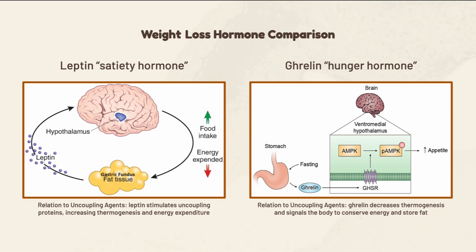On the other hand, we have ghrelin, which is the exact opposite of leptin. Ghrelin is secreted by our stomachs, and when we fast, it undergoes a similar process of signaling the hypothalamus, but at high levels, it instead increases appetite and stores energy for future use. Despite the differences, leptin and ghrelin influence energy balance and metabolism, indirectly affecting mitochondrial uncoupling by modulating appetite, fat storage, and energy expenditure.